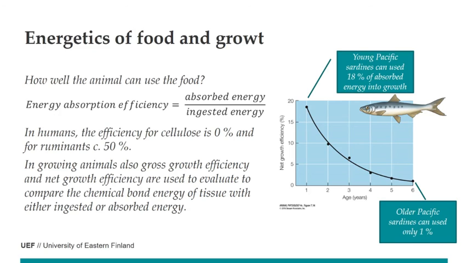Or what happens in fish. When young Pacific sardines are very young, they use 80% of the absorbed energy for growth. But when they are 6 years old, they only use 1%.